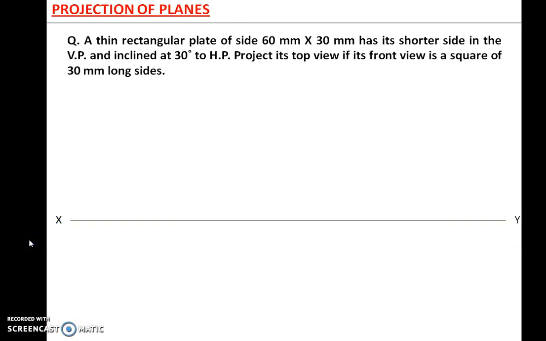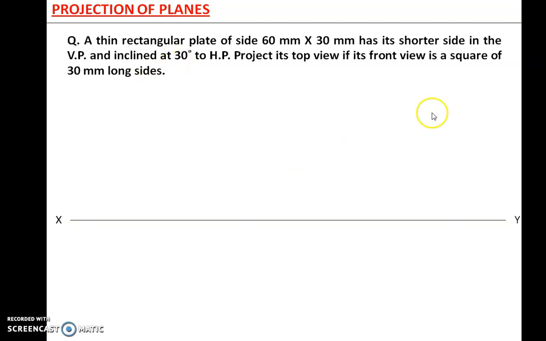Hello students, so let us see the next problem on projection of planes. Now it is given that a thin rectangular plate of side 60 mm by 30 mm has its shorter side in the VP and inclined at 30 degree to HP. Project its top view if its front view is a square of 30 mm long sides.